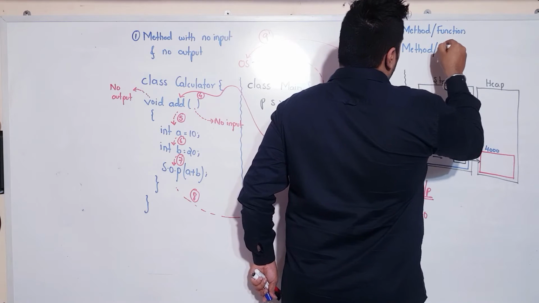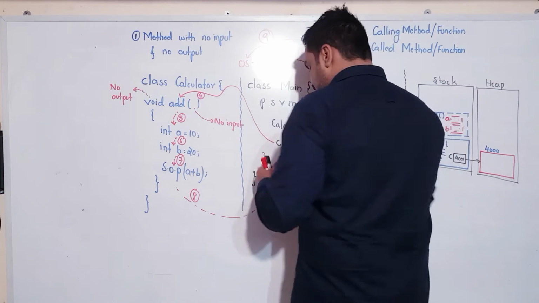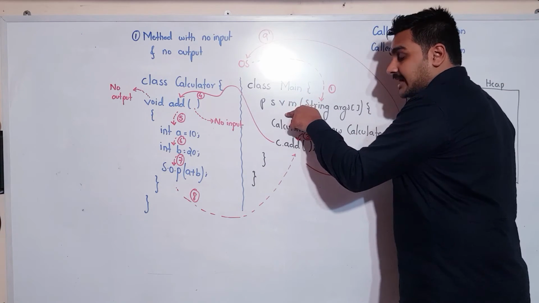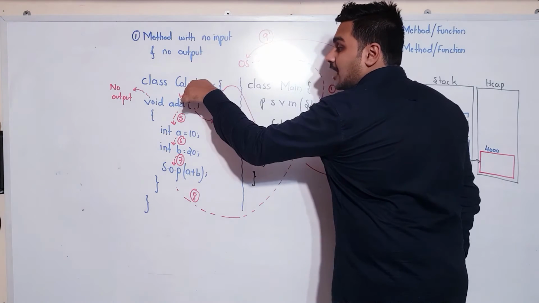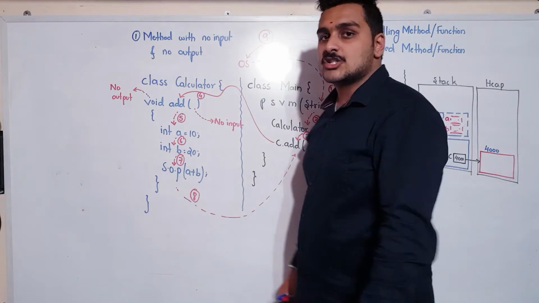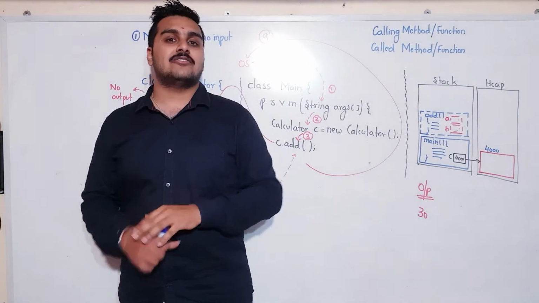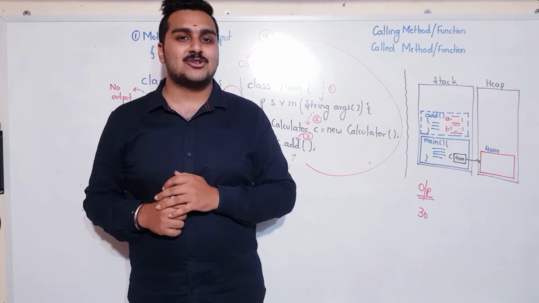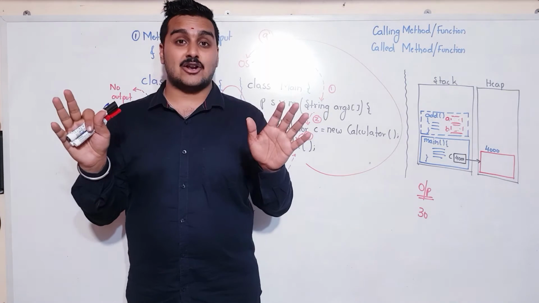Called method or called function, it holds good for both of them. So here, the main method is the calling function which is calling whom? The called function, that is add. So add is the called function and main happens to be the calling function. Add is the called method and main happens to be the calling function. Be very, very clear on this.